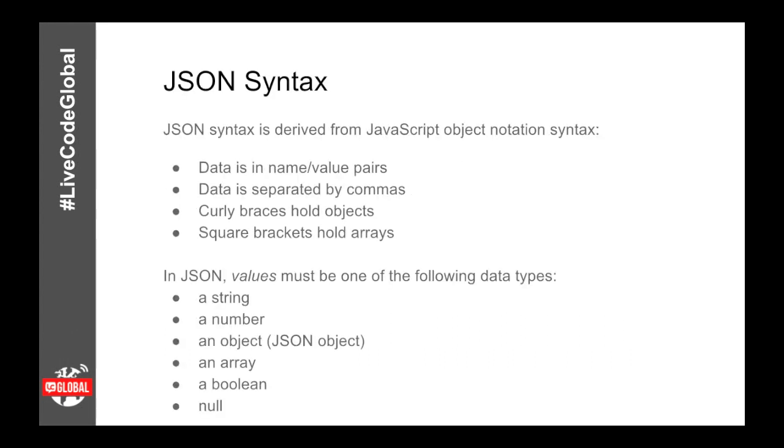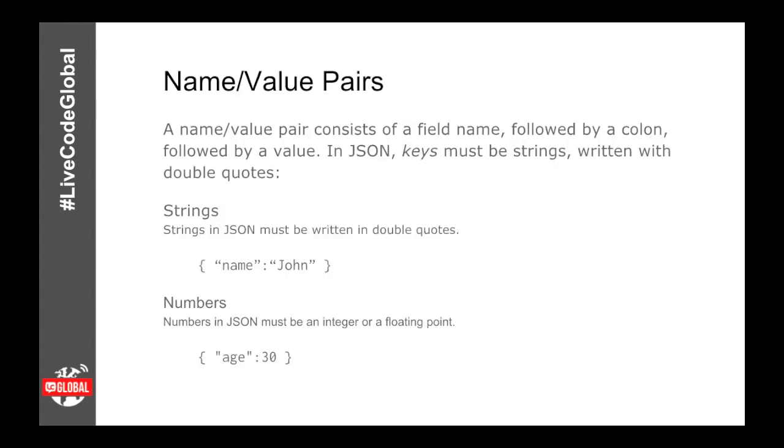So JSON syntax is derived from JavaScript object notation syntax. It's sets of name value pairs separated by commas. You can use curly braces to hold objects. So an object in a JSON file can also be a JSON object. And you can store arrays using square brackets. There are 6 types of data that JSON values can be. They can be strings, numbers, JSON objects, arrays, booleans, or null. Those are the 6 types of data that you can store in a JSON file.